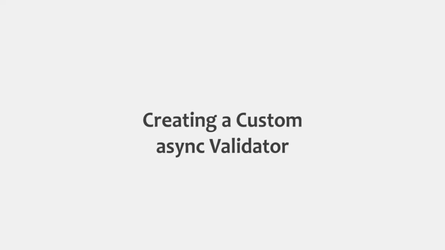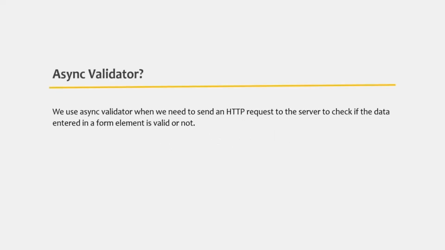In the last lecture, we learned how to create a custom validator in Angular. Now in this lecture, you're going to learn what is an async validator and how to create and use it. We use async validator when we need to send an HTTP request to the server to check if the data which the user has inputted inside a form control is valid or not. So basically, when we send an HTTP request to the server, it might take some time in sending the response. And once we have the response, then only we can validate whether the data entered in a form control is valid or not. For that, we use async validator.